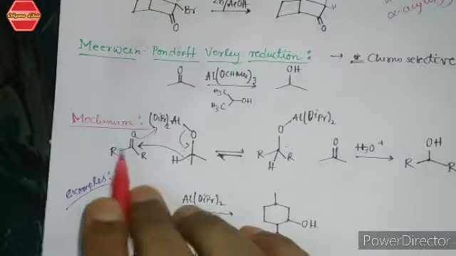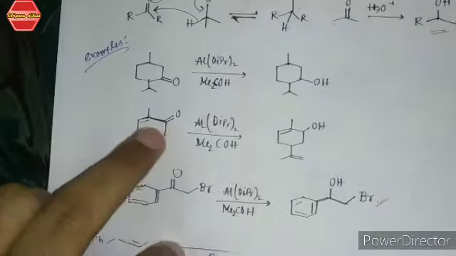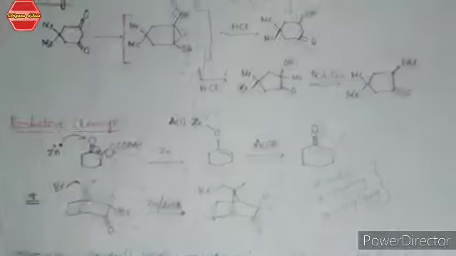Now here I have two alkene groups. These will not be reduced. They are kept intact, and this ketone is reduced to its alcohol. And similarly for this one, ketone to alcohol. So this is our overall Meerwein-Ponndorf reduction.